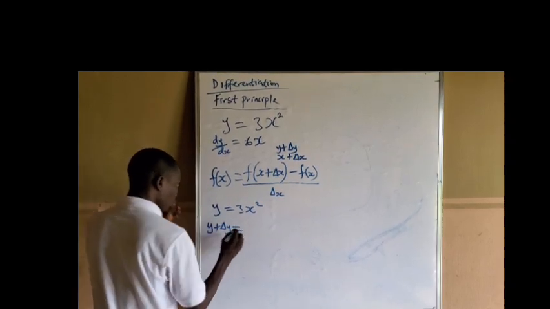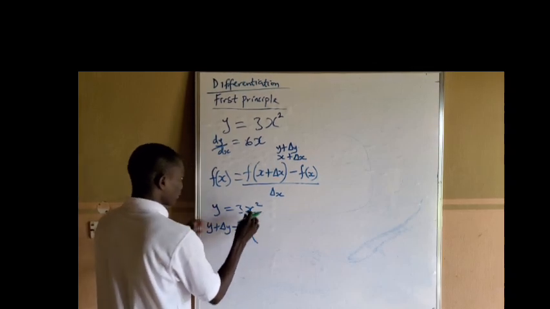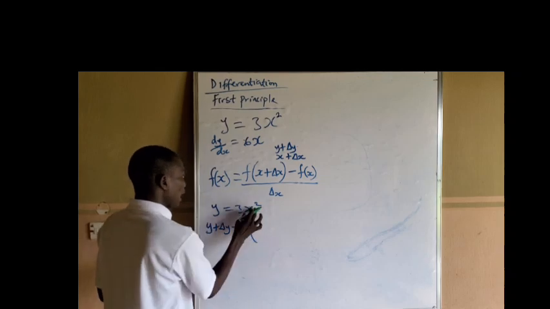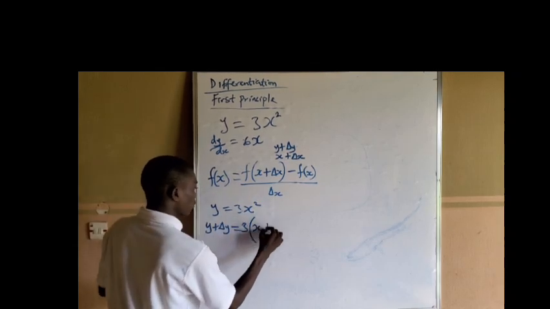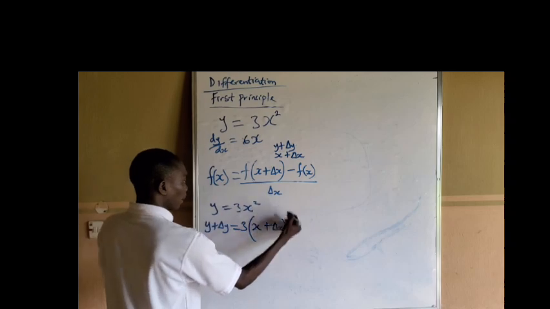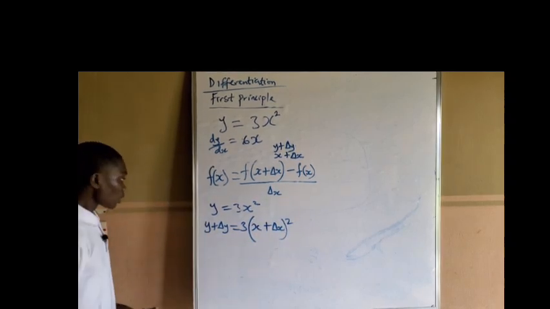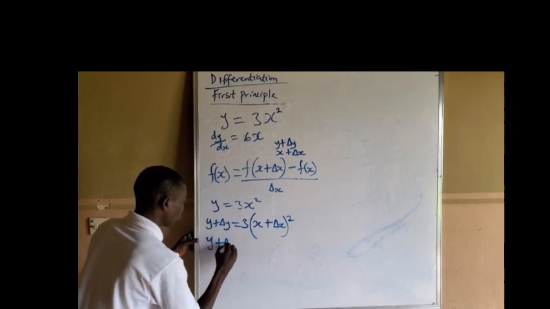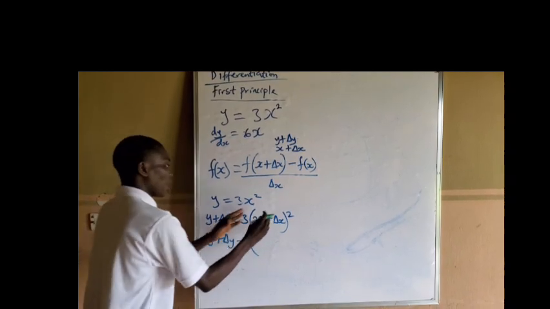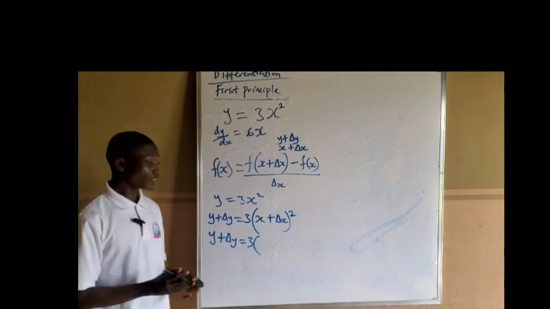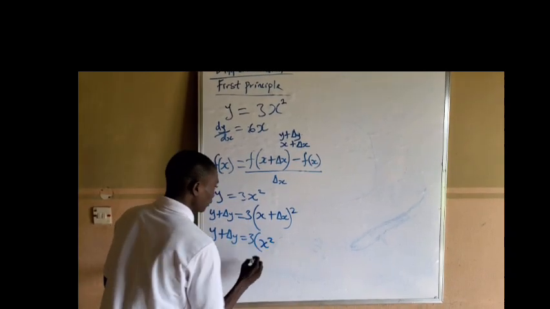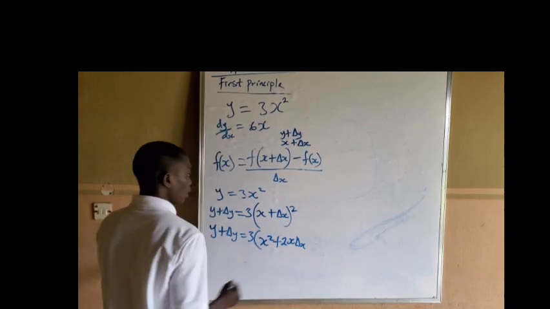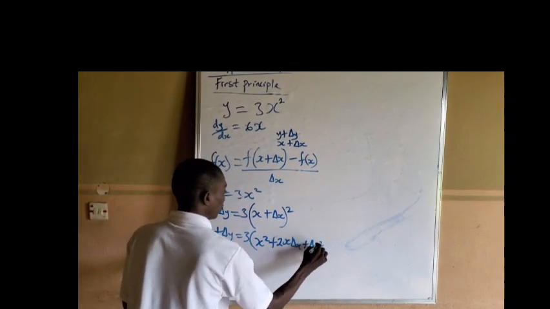So let's represent this one with y plus change in y, which gives us y plus change in y equals 3 into brackets. We are representing this x, although it has a square, but leave the square for now, with x plus change in x. Put the power here. So y plus change in y equals 3, and if you expand this using binomial expansion, this will give us x squared plus 2x change in x plus change in x squared.